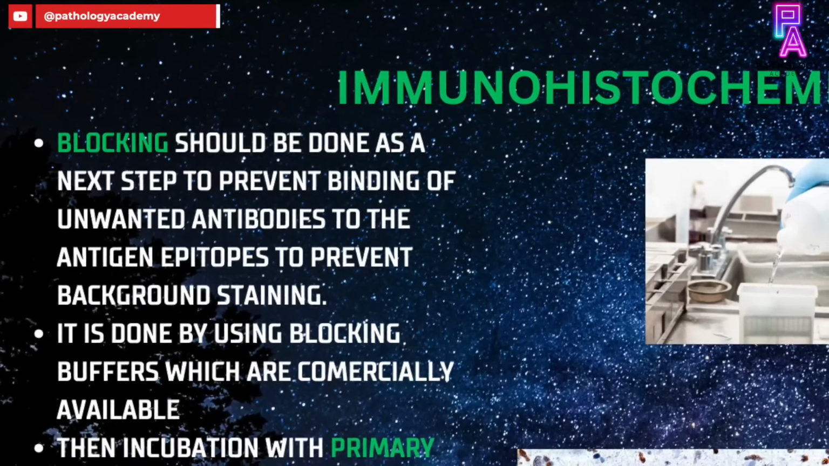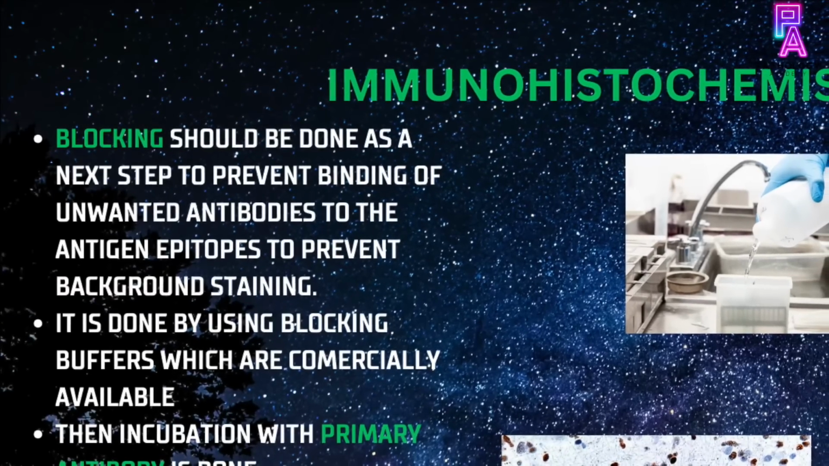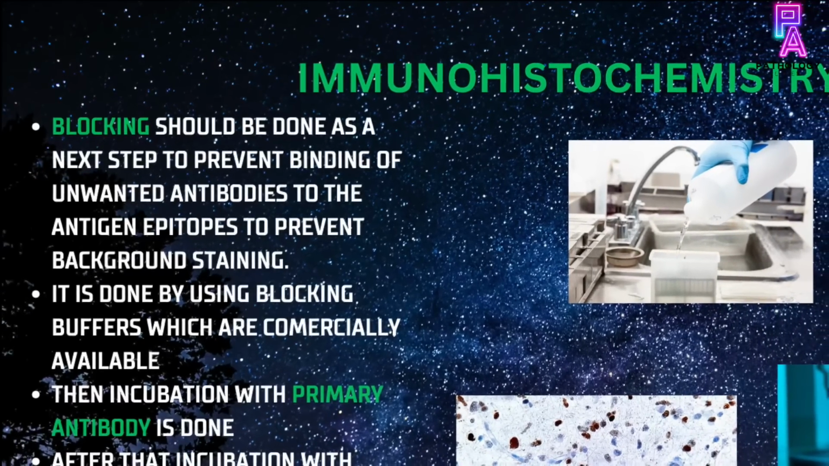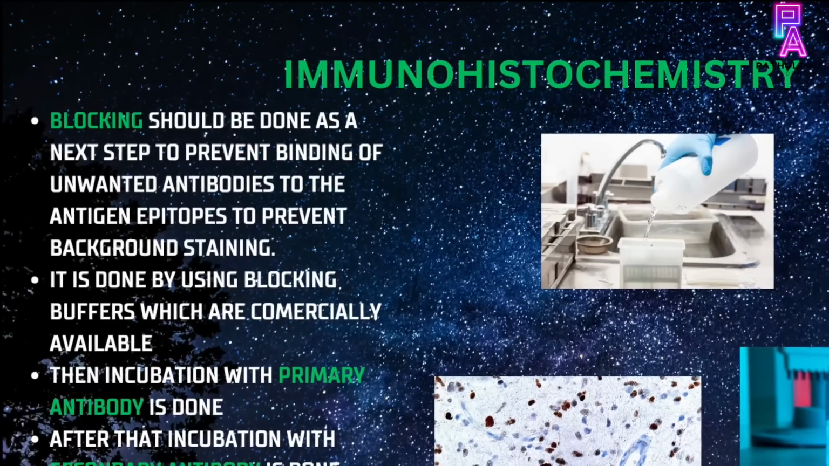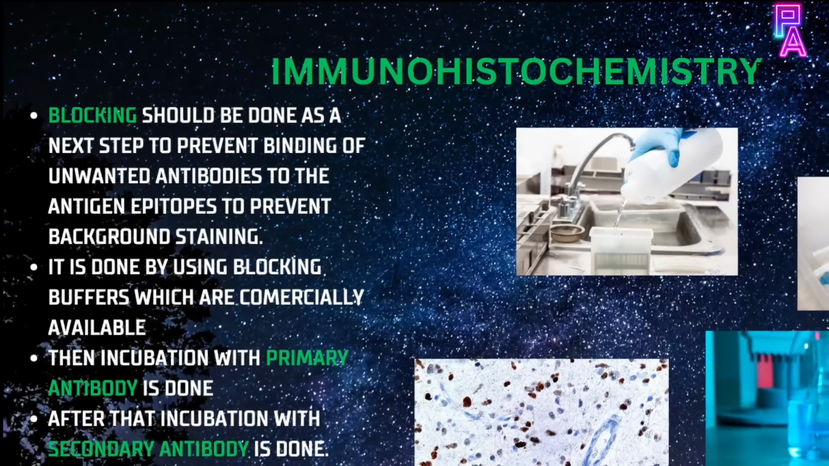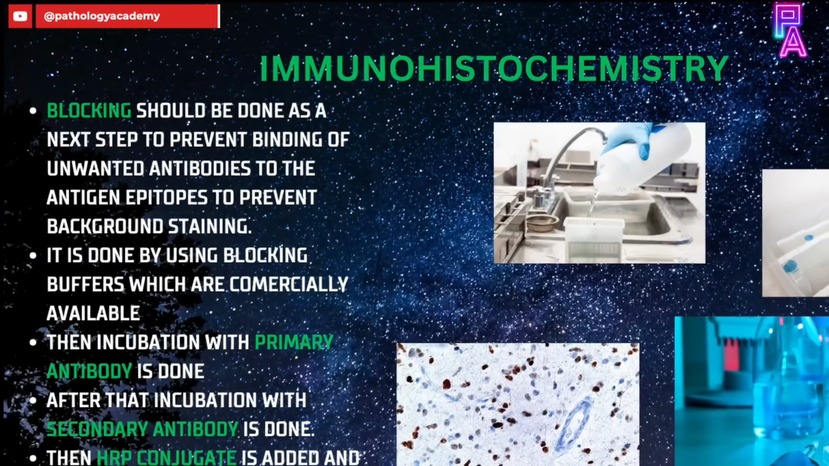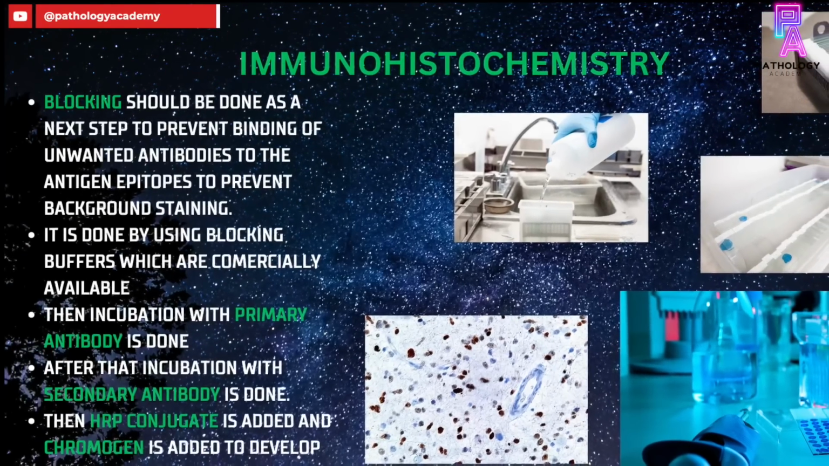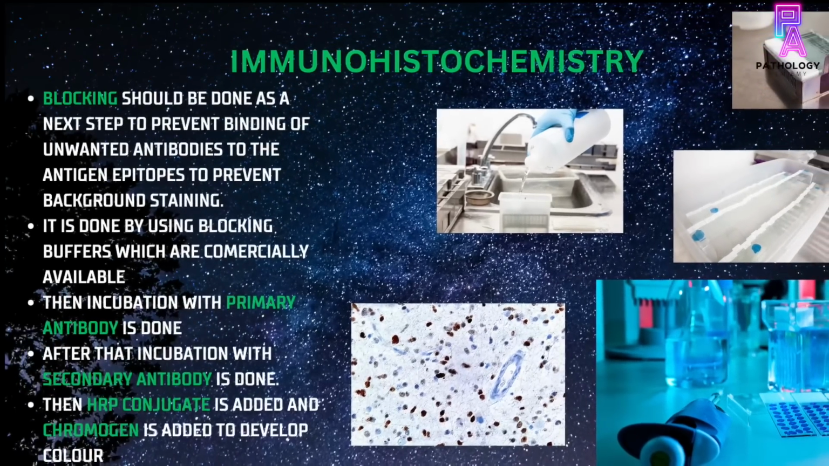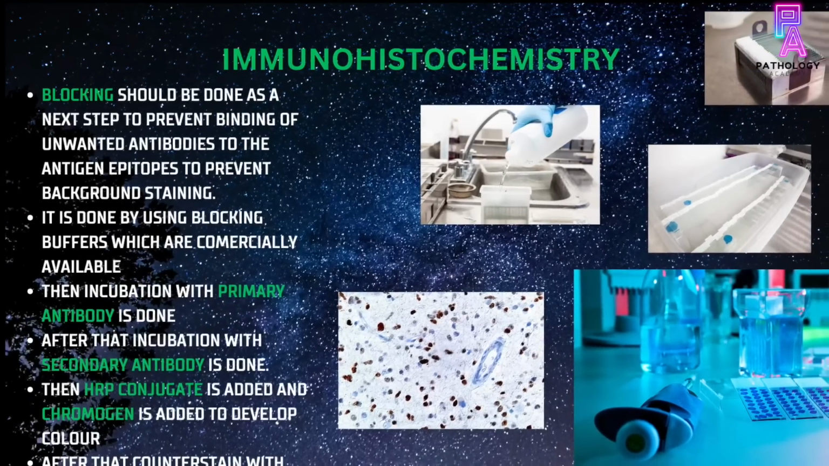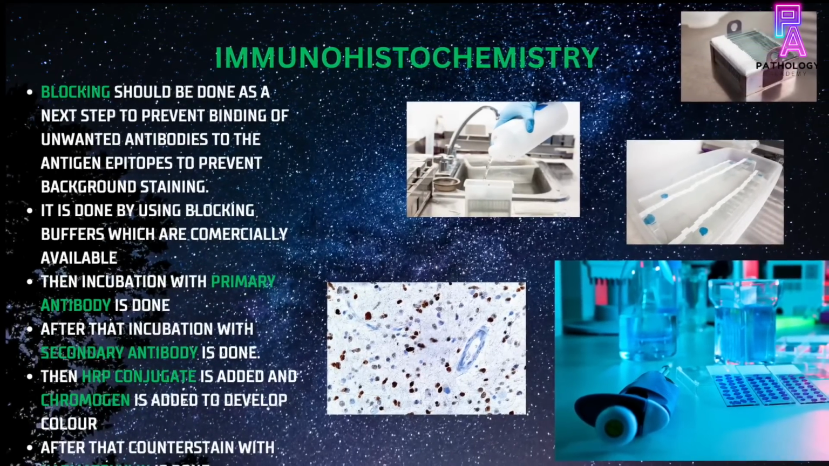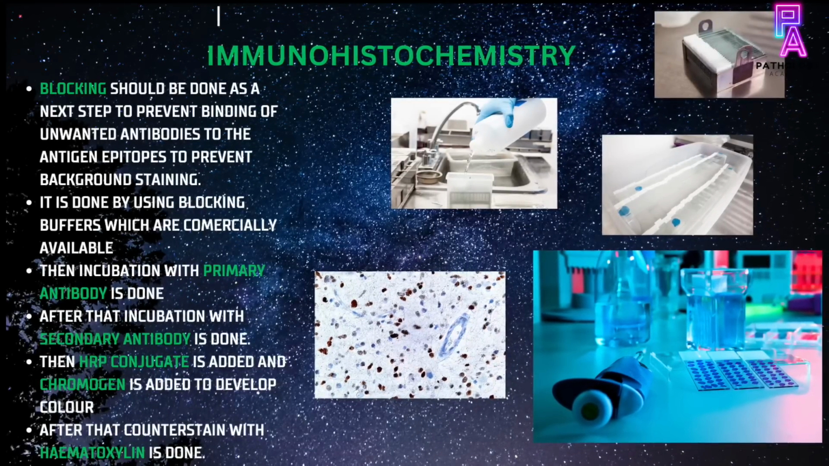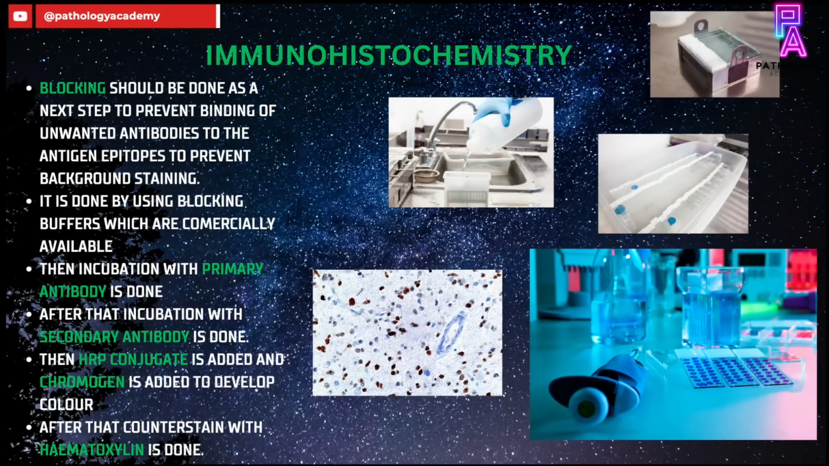The next step is blocking. It is done to prevent the binding of unwanted antibodies to the antigen epitopes, to prevent background staining. Blocking is done by buffers which are commercially available. After blocking, incubation with primary antibody is done, and post primary antibody incubation, secondary antibody incubation is done. Then HRP conjugate is added and substrate chromogen is added to develop color. After that, counterstaining with hematoxylin is done.